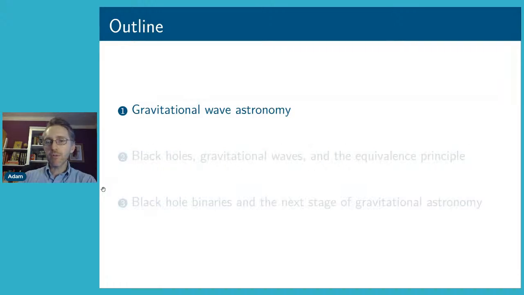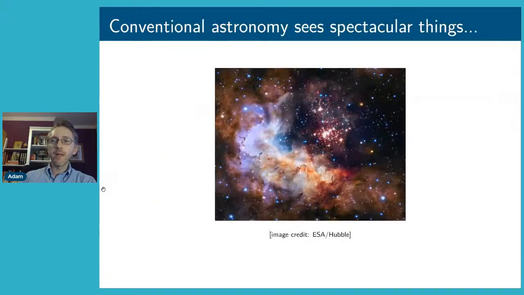Okay, so let's start with what is gravitational wave astronomy? Well, first, let's take a step back to conventional astronomy that hopefully you're all familiar with. This is astronomy that we see just with light. We have a big telescope and we just see visually the same kind of things we see as we look around, just light coming into our eyes.